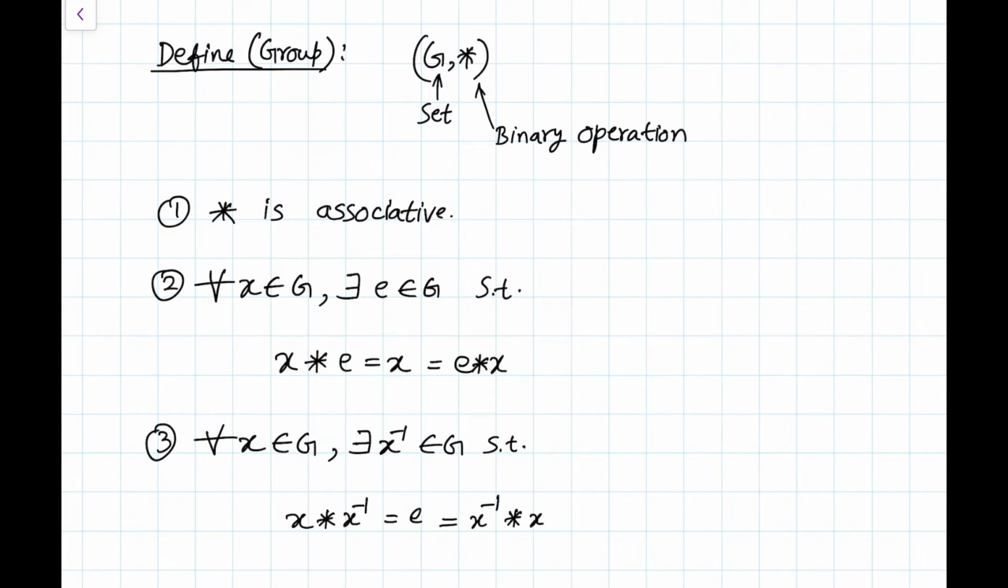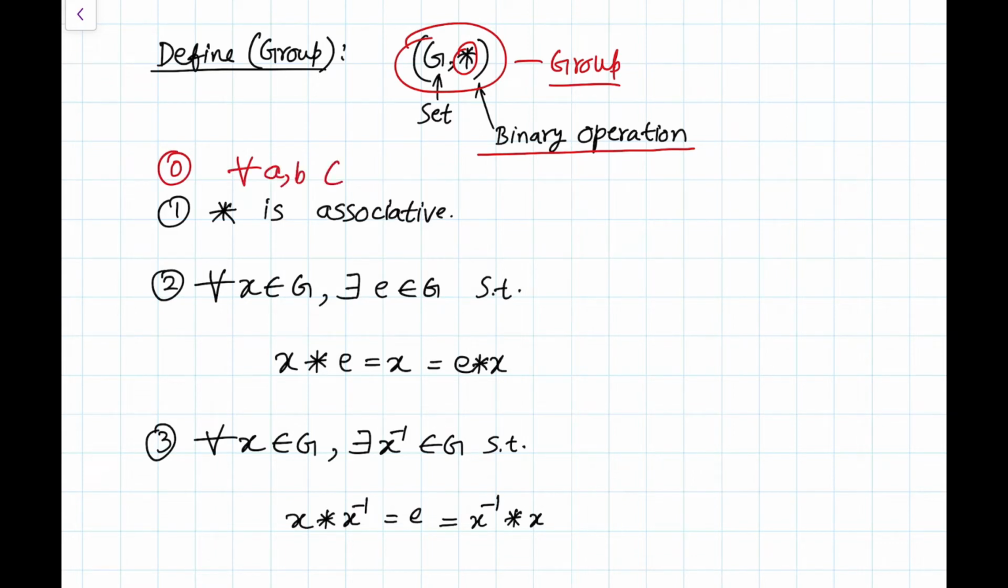So in order to check whether an ordered pair is a group or not, we need to check basically 4 things. First of all, we need to check whether this operation is a binary operation or not. That is, we have to check for all a, b in the set G, whether a star b belongs to G or not. This property is called the closure property.